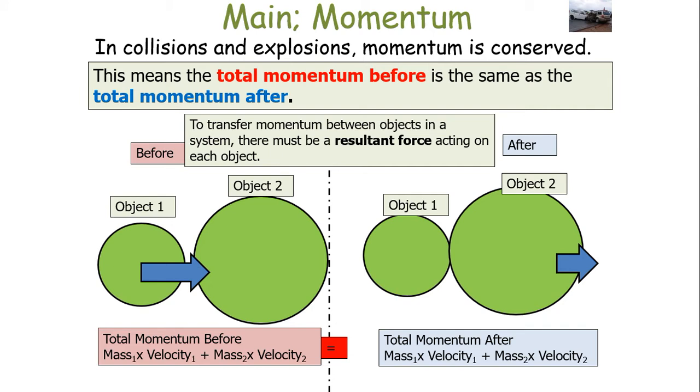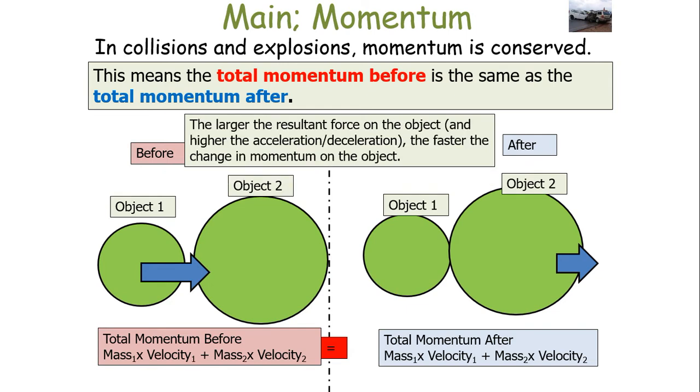Now to transfer momentum between objects in a system, to change momentum for an object, there must be a resultant force acting on the objects. In a collision we call this the impact force. So the larger the resultant or impact force on an object, due to the higher acceleration or deceleration, the faster the change in momentum on the object.